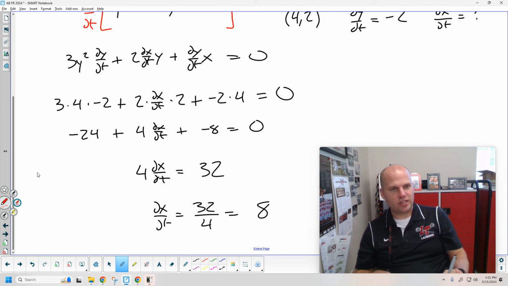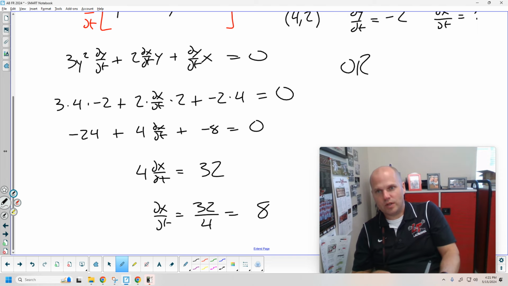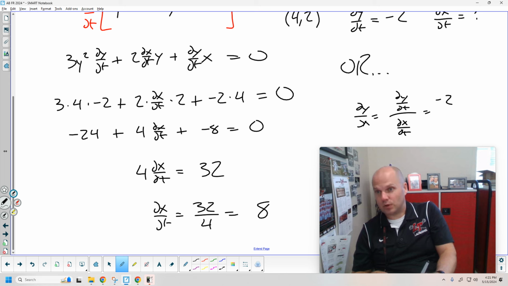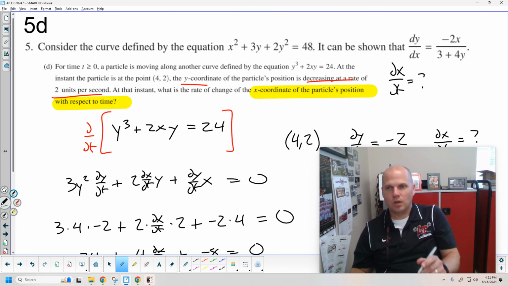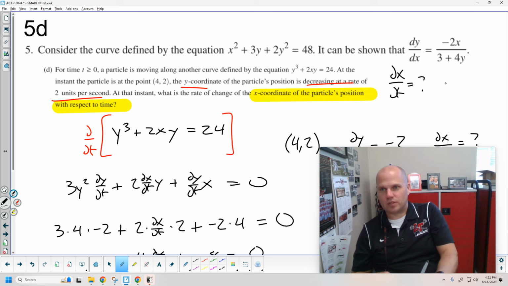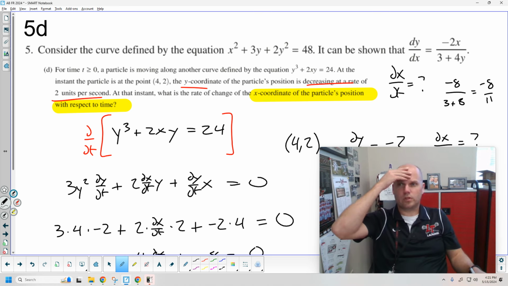But there's another way to do this. The other way, which I showed you on the key, is dy dx equals dy dt divided by dx dt. Dy dt we were told was negative 2. I don't know what dx dt is, but I can find dy dx at the point 4, 2. Watch, dy dx at the point 4, 2 is negative 8 over 3 plus 8, which is negative 8 elevenths. Is that right? What was the point? 4, 2? 2, 8, 9, 10, 11, negative 8 elevenths.